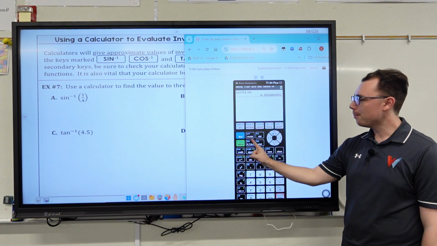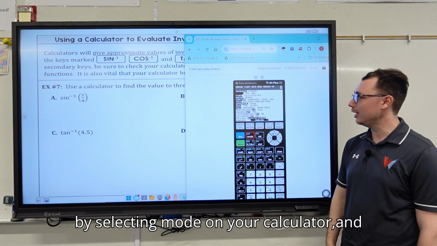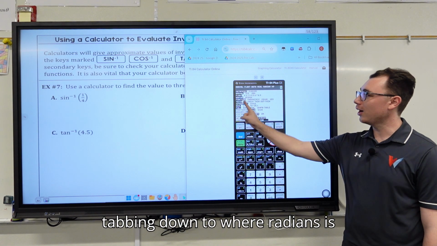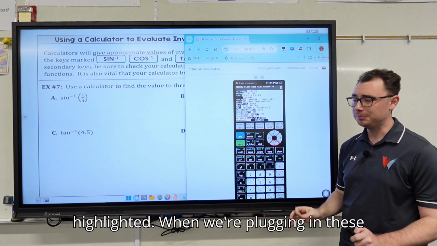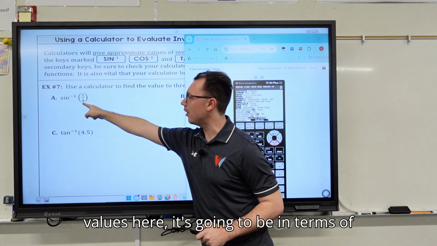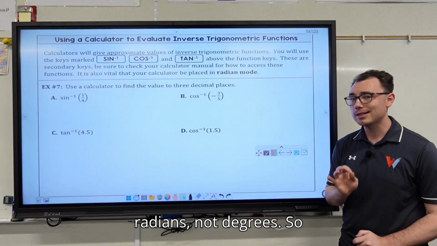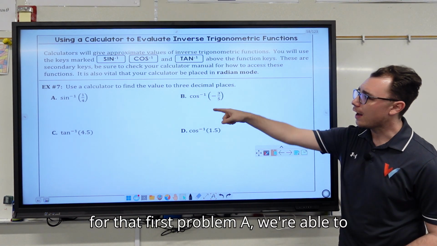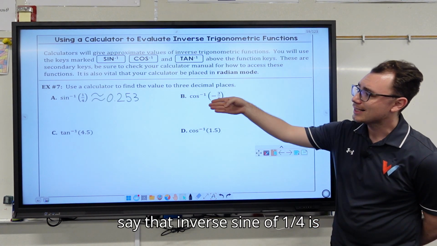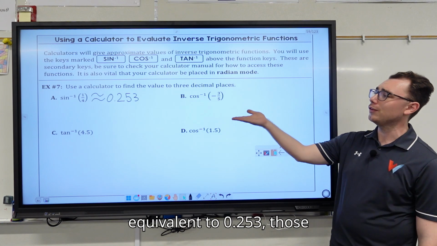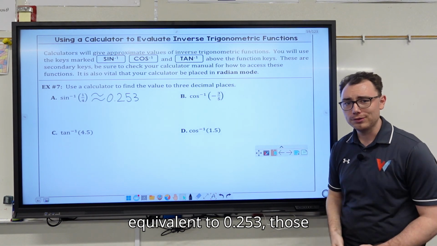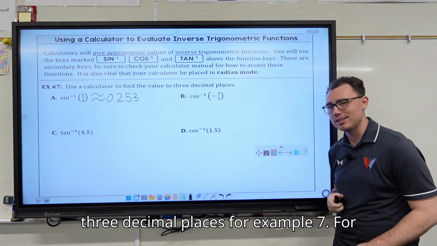First check by selecting mode on your calculator and tabbing down to where radians is highlighted. When we're plugging in these values, it's going to be in terms of radians, not degrees. So for that first problem A, we're able to say that inverse sine of 1/4 is equivalent to 0.253, those 3 decimal places, for example 7.